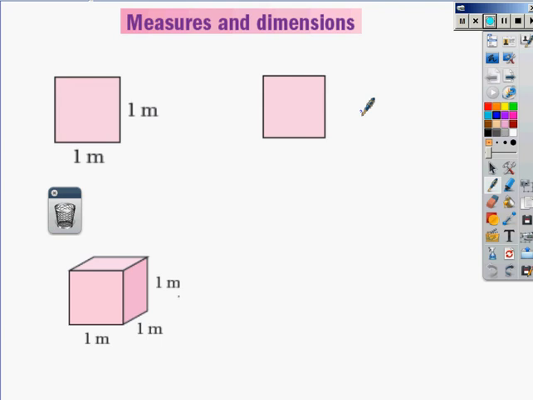Okay, measures and dimensions. This is a topic that seemingly should be quite straightforward, but it always catches people out. We always rely on our intuition a bit too much, and that's definitely the case on this occasion. Now let's look at this square in the top left-hand corner. It's 1 meter by 1 meter.